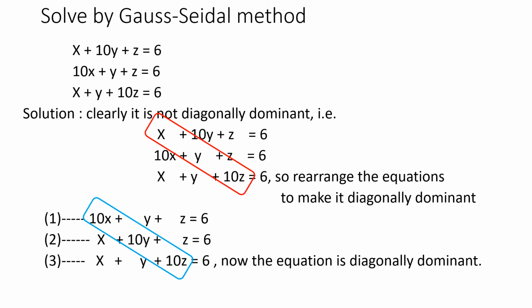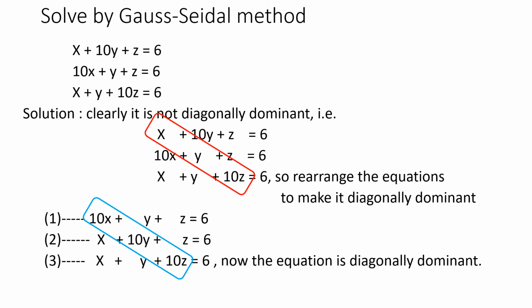Now, clearly, it is not diagonally dominant. You see the diagonal marked in red? It is not the maximum values there. So rearrange the equations so that it makes a diagonally dominant system of equations. Now here in the rearranged form you can see 10x plus y plus z is equal to 6, x plus 10y plus z is equal to 6, x plus y plus 10z is equal to 6. The diagonal elements are the biggest there. So that is the diagonally dominant system.